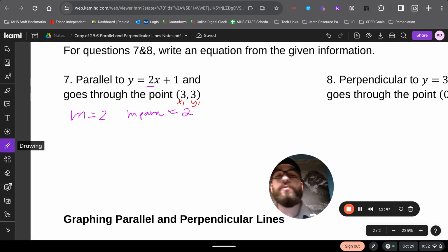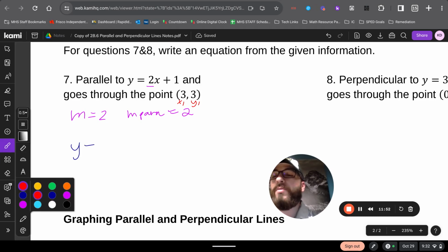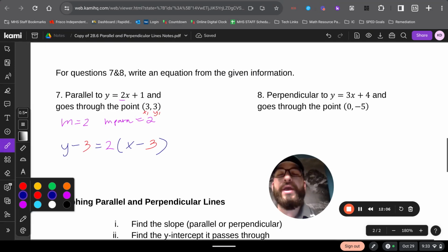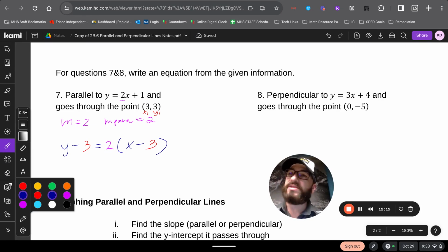So that point slope form is y minus y1, which is 3, equals m, so 2, parentheses, x minus x1, which is also 3, and then close parentheses. And if it just stated to write an equation, we could leave it right here. This is technically a point slope equation. If I really wanted to, I could move over that 3, so it's a y equals equation at least. But a lot of times you can leave it in this point slope form.